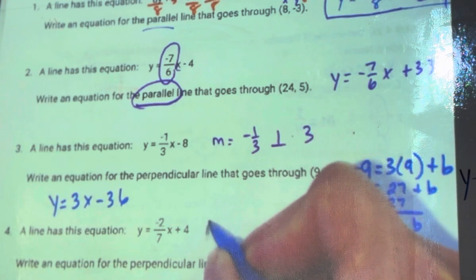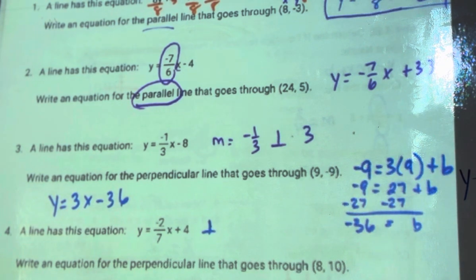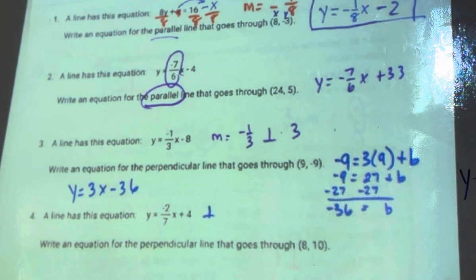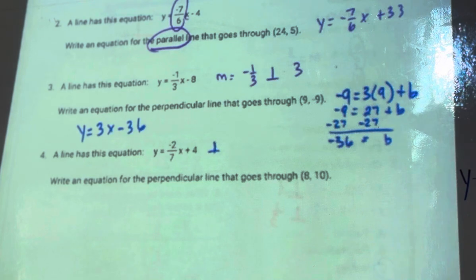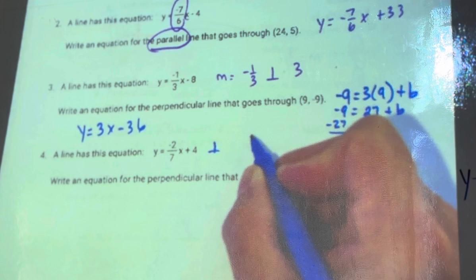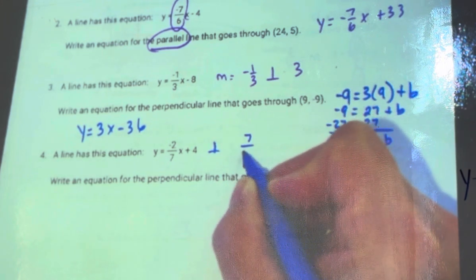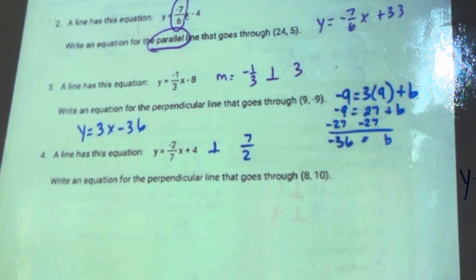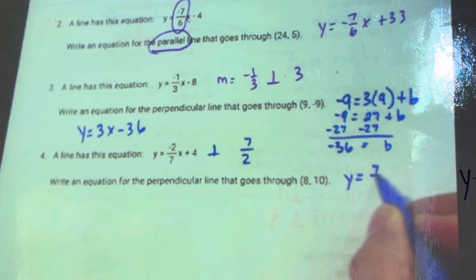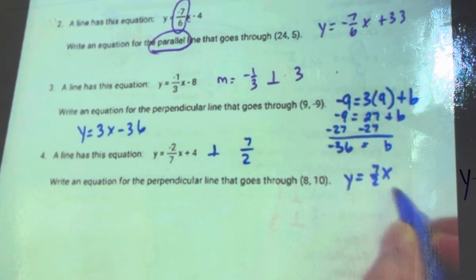Okay, number 4. What's my perpendicular slope? Flip it and change the sign. So if 7 was on the bottom, it's now going to be on the top, and over 2. It was negative and now it's going to be positive. And same formula, or you want to go back to point slope? Same formula. So when we get done, we're going to have y equals our m, which is now going to be 7/2 x, and then we just need to add the b.